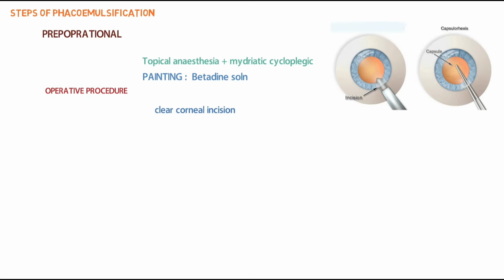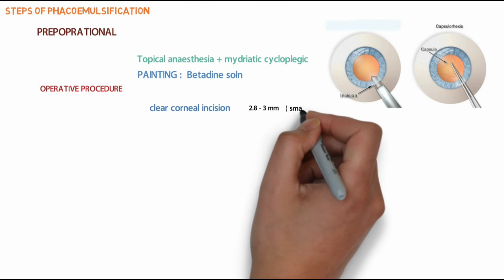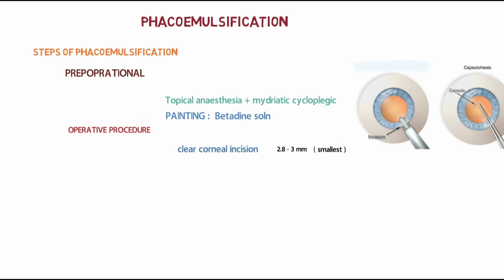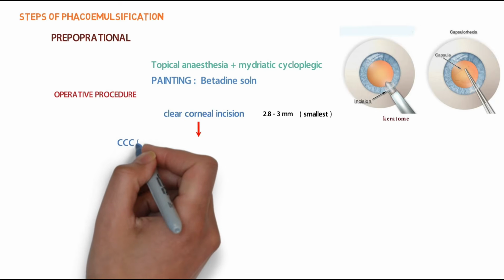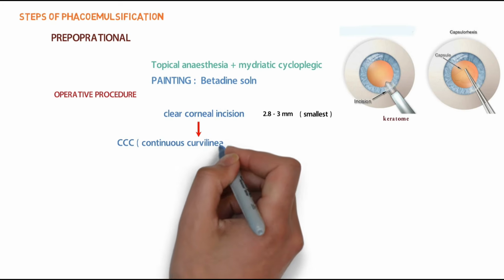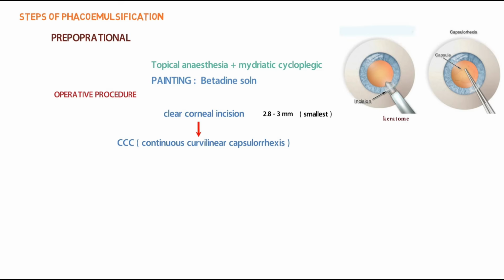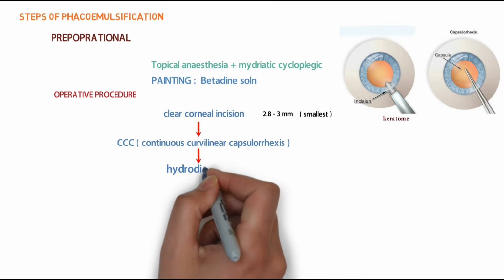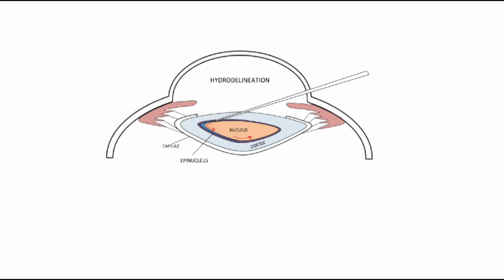In operational procedures, the first procedure is the corneal incision. The incision required is very small, from 2.8 to 3 millimeter. That's why we can say that this is the smallest incision, in which sutureless surgery is possible with a self-healing scleral and corneal tunnel. After the incision, there is a continuous curvilinear capsulorhexis, and this is preferred over other methods of anterior capsulotomy. Next, we are doing hydrodissection, that is separation of the capsule from the cortex by injecting fluid exactly between the two.